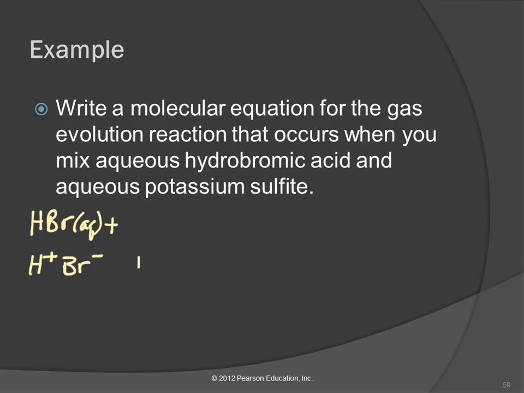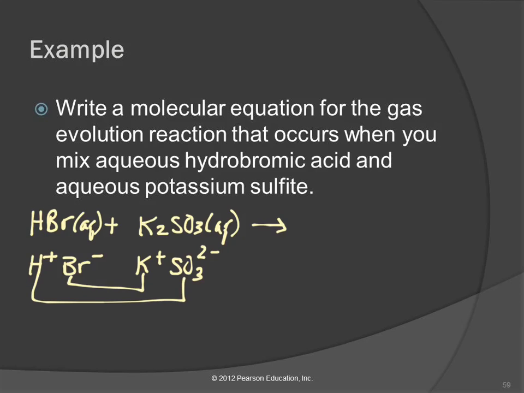Potassium sulfite. So potassium is K+. Sulfite is the light version of sulfate, SO3, 2-. So potassium sulfite is K2SO3. And that's aqueous. And then we have to predict the products. We're going to do that by swapping partners. Learning the swapping partner thing is really important. So we'll end up with H+ and SO3, 2-, and we'll have K+ and Br-.